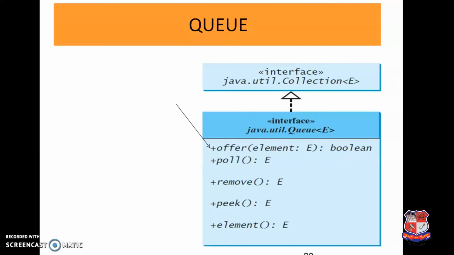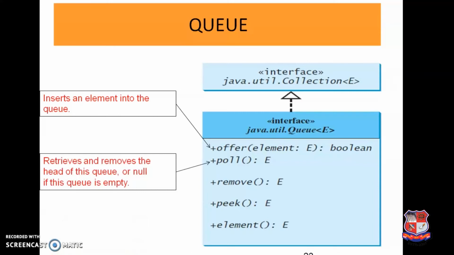Here we will closely examine the queue interface. Queue is an interface which extends the collection interface. So all collection methods are available in the queue interface. Queue interface provides various methods. First method is the offer method, which inserts an element into the queue. You can also use the add method of collection to add an element into the queue, but offer is like insert. It will insert an element into the queue.